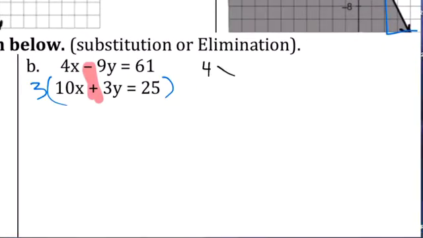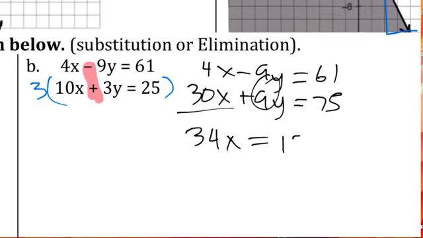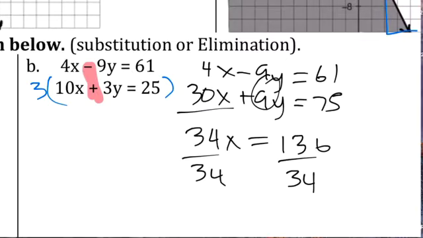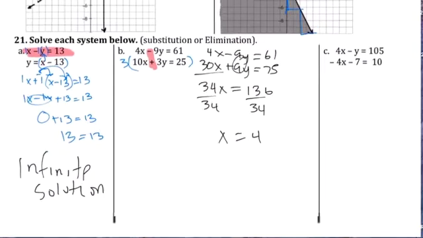I get 4x minus 9y equals 61. So I would multiply by 3. I get 30x plus 9y equals 75. I get 34x there, and that's 0 equals 136. Divide by 34. Let's see if it goes in evenly. Use a calculator. Goes in 4 times. X equals 4, so this is going to be one solution.